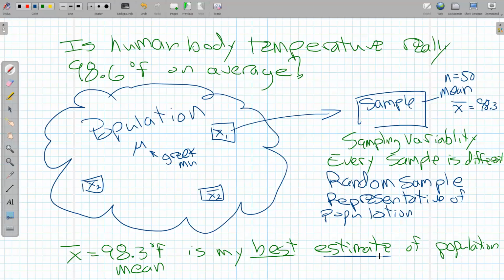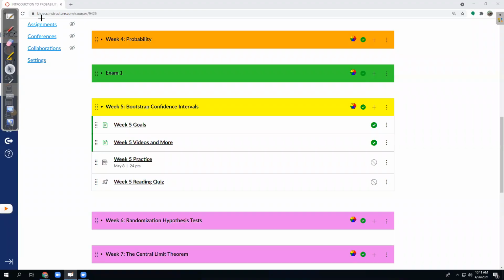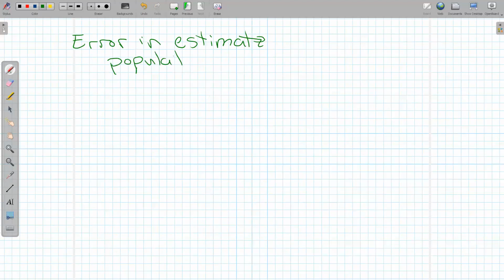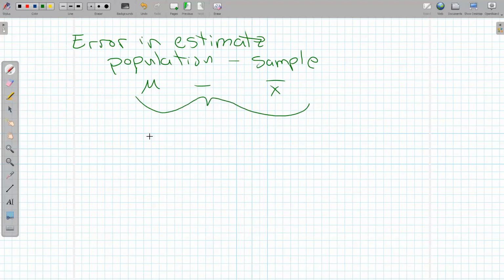So given that I'm trying to estimate it, there's a difference. There's some error there. So anytime we make some kind of estimate based on a sample, we have some kind of error. So we have an error in our estimate. The actual error would be whatever the population value is, some unknown value we're going to call mu, minus my sample, the known value, X bar. And the difference between those is the actual error in prediction.